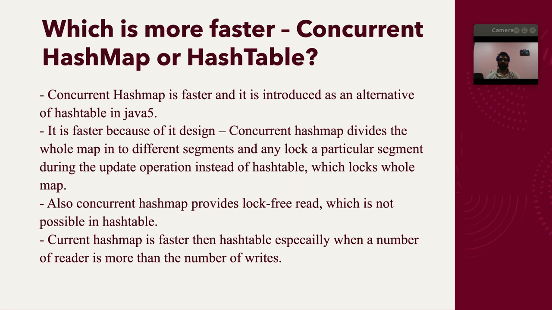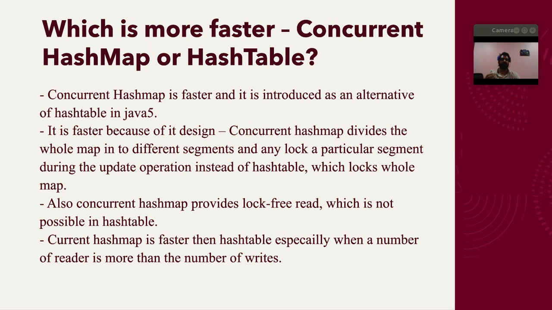Now the next question was: which is faster, ConcurrentHashMap or Hashtable, right? This is a very interesting question. ConcurrentHashMap is faster, and it was introduced as an alternative to Hashtable in Java 5. It is faster because of the way it is designed. ConcurrentHashMap divides the whole map into different segments, and it gives the lock to the particular segments.